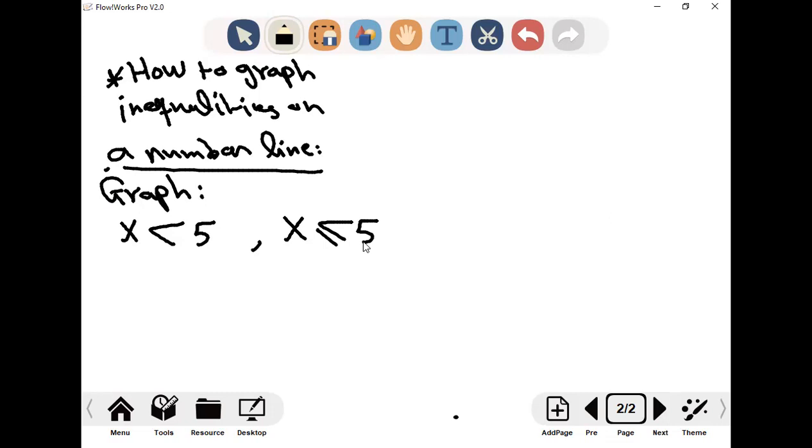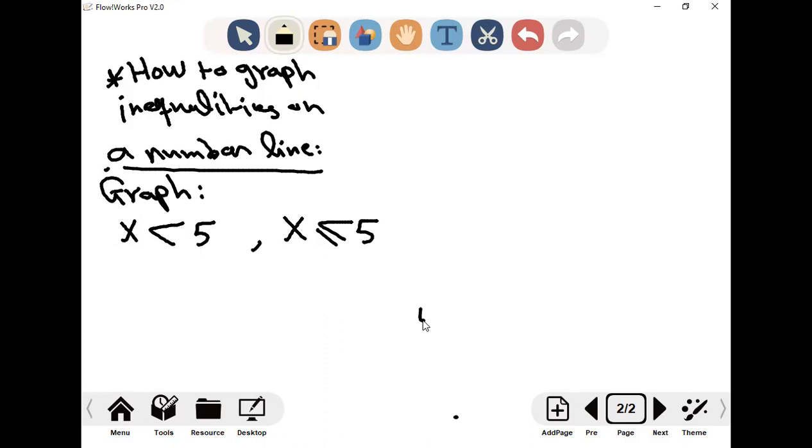x less than 5 و x less than or equal 5. Okay? Now, they are both different. Here, 5 is not included, right? Here, I'm talking about all the numbers that are less than 5. Here, I'm talking about all the numbers that are less than 5, including 5, right? So, how do we graph this one?